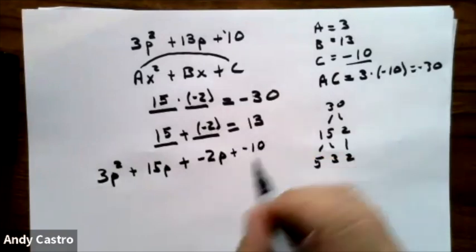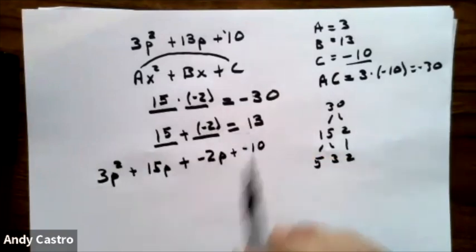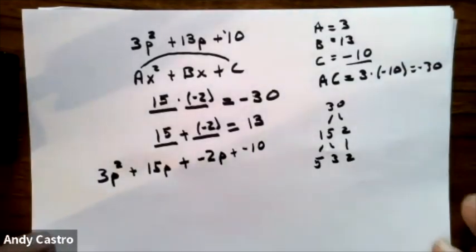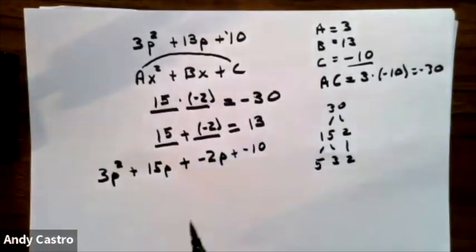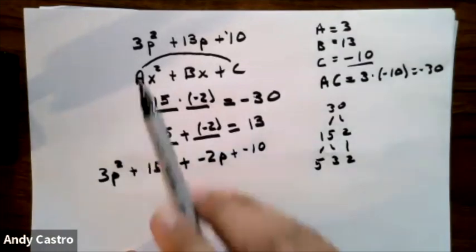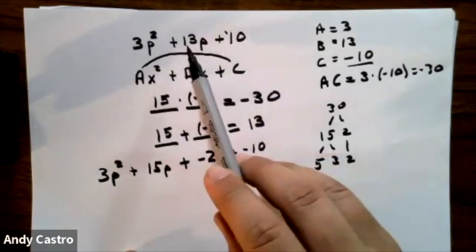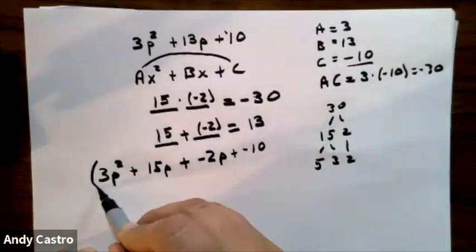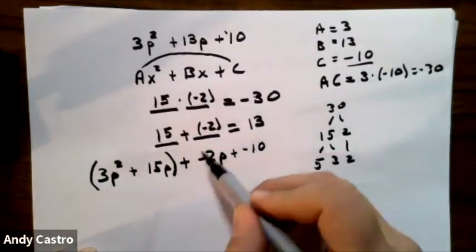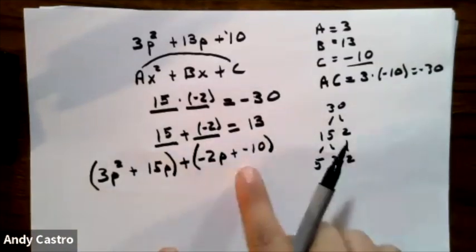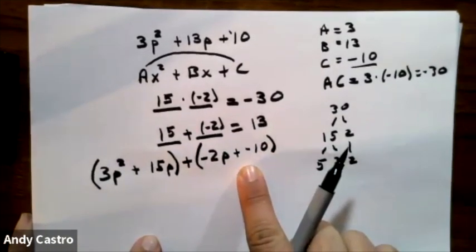You don't have to do it this way, but the negative signs are usually where people make mistakes, and this is a good way to prevent that from happening. So here you have 3p squared, negative 10. That 13p is split into 15 and negative 2. Now I'm going to add parentheses to the first two terms and the last two terms.